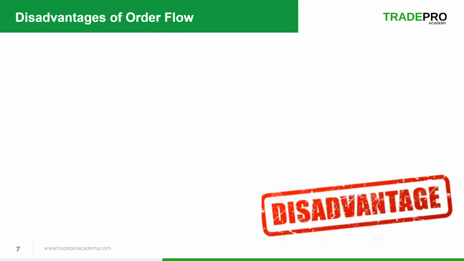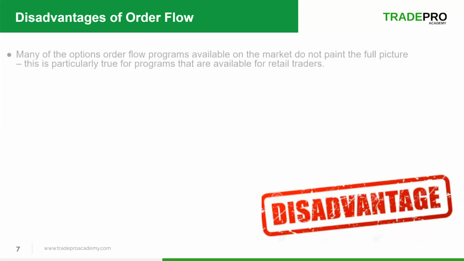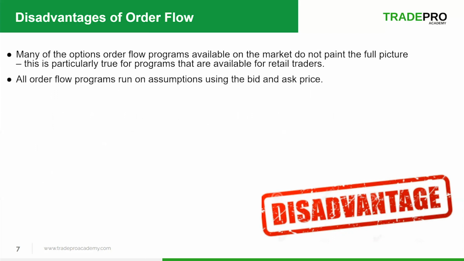Now, there are also disadvantages of order flow. So many of the options order flow programs available on the market do not paint the full picture. And this is particularly true for programs that are available for retail traders. So all order flow programs run on assumptions using the bid and ask price. So we don't know for sure if contracts were sold or bought, for example.